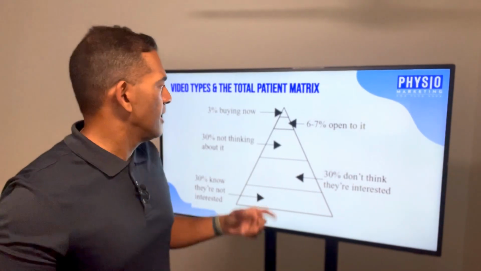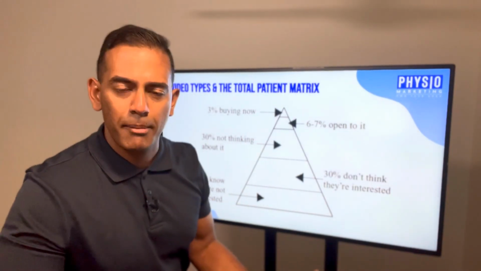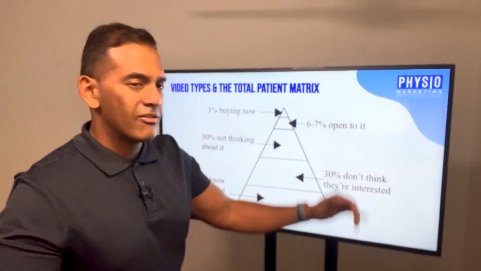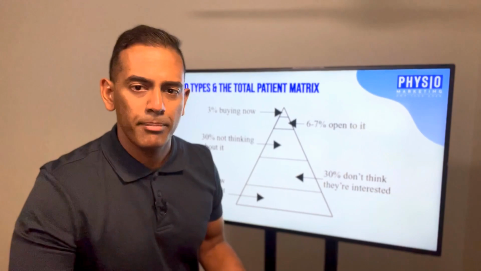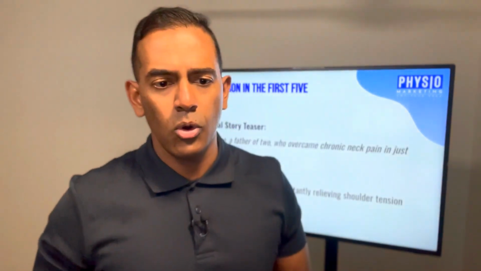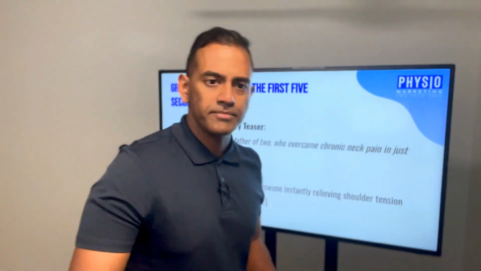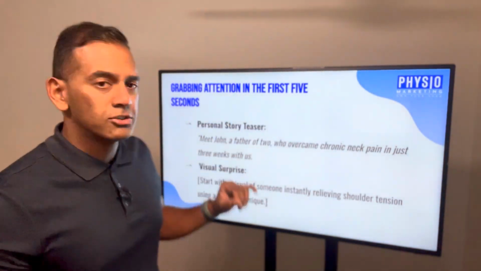That wouldn't really apply for buying now because they know they have back pain. They're looking for a solution. And the 6 to 7%, they're looking for how to solve their back pain. All right. So that is called a shocking statistic. Next one is called a personal story teaser. All right. Here's how it goes.